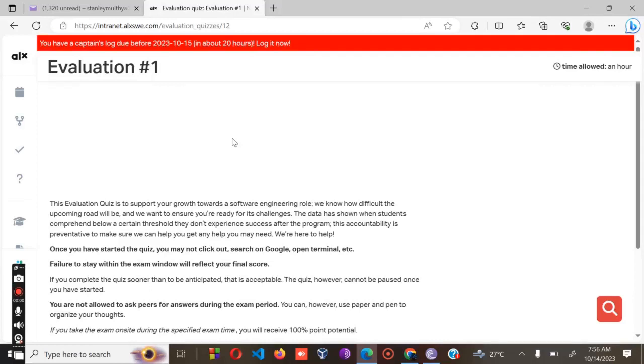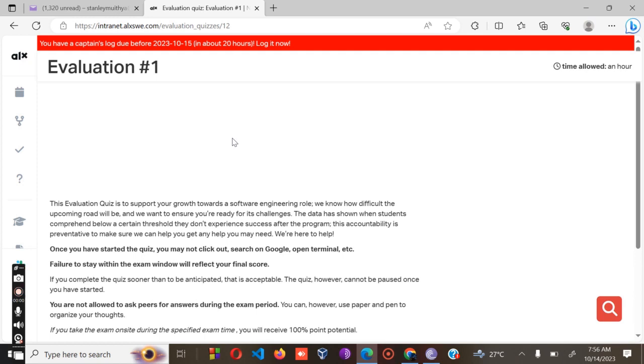Today I'm going to take you through evaluation one. For this particular evaluation, it's supposed to support your growth towards the software engineering role. The people who support this system understand that the incoming quizzes will be quite challenging, so they have decided to come up with this evaluation to test whether we have learned something from the previous assignment that we have already done.